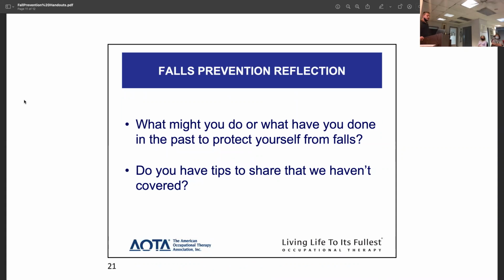Reflecting on what we've talked about, what might you do or what have you done in the past to protect yourself from falls? And does anyone have any tips to share that we haven't covered yet today? I take the classes that the center has for balance. Yeah, and also, I don't attend the class completely, but I stand on one foot at home, like when brushing my teeth. Just to practice your balance throughout the day?